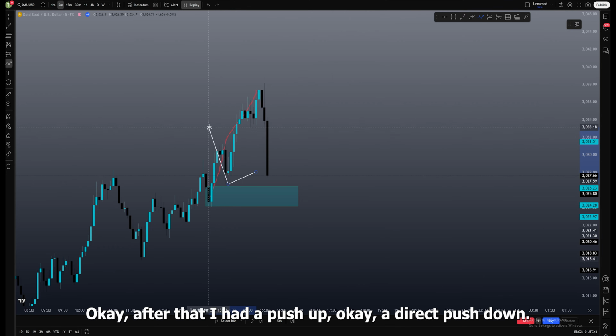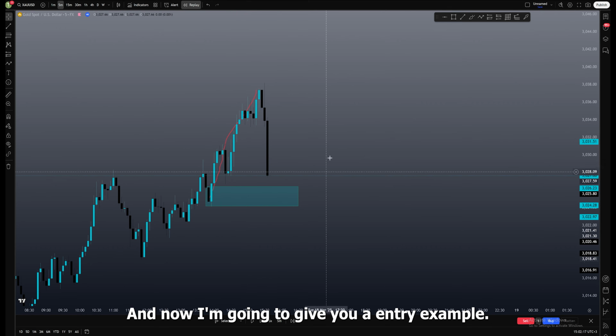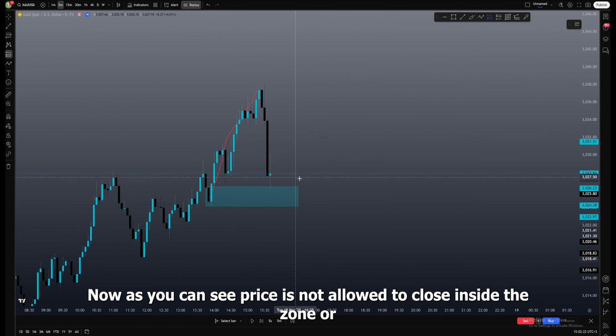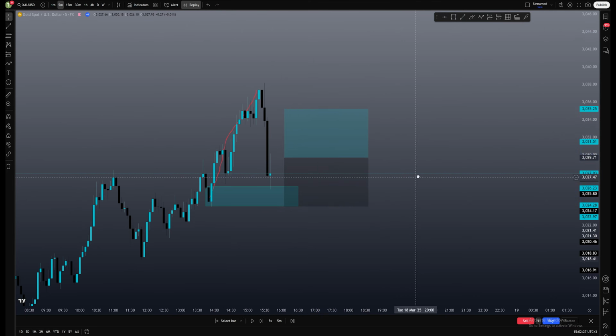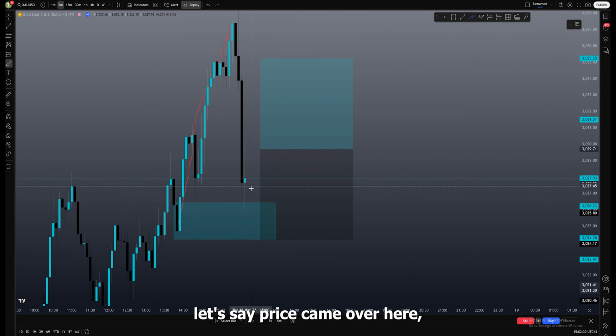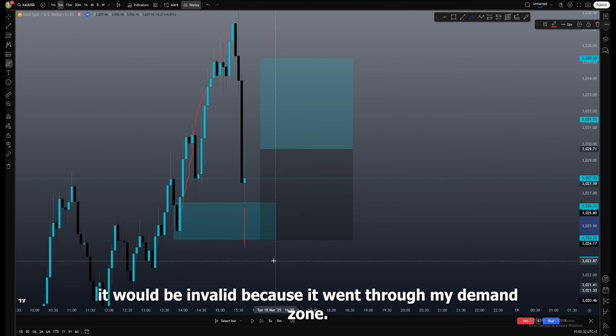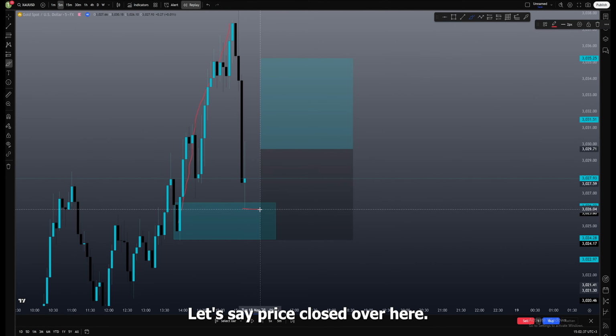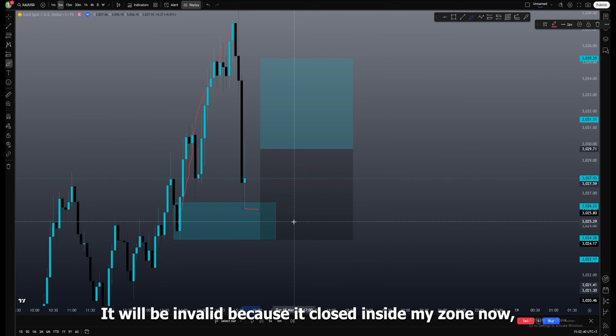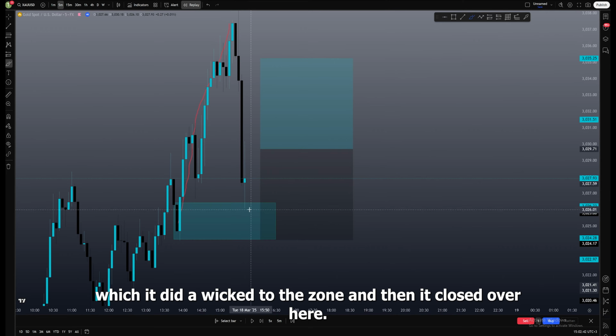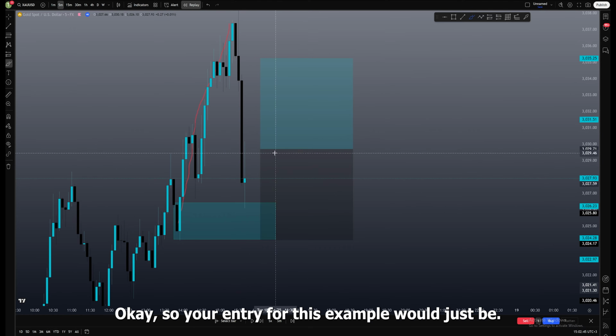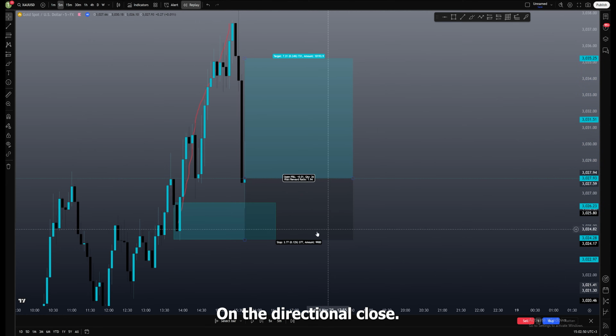Okay, after that, it had a push up, okay, a direct push down, and now I'm going to give you an entry example. Now, as you can see, price is not allowed to close inside the zone or go through the zone. Okay, for example, let's say price came over here, it would be invalid because it went through my demand zone. Let's say price closed over here, it would be invalid because it closed inside my zone. Now, which it did, it wicked to the zone and then it closed over here. So your entry for this example would just be on that directional close.